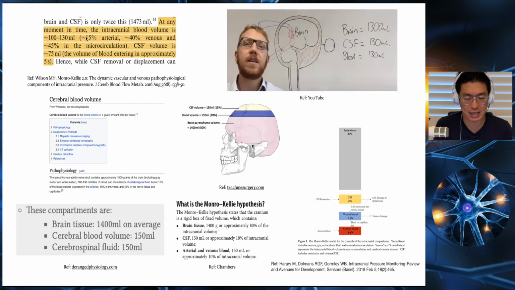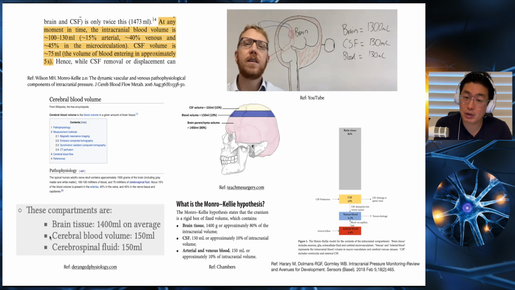The article says at any moment in time, the intracranial blood volume is 100 to 130 mils. So that's almost double of what we said, and the CSF volume is 75 mils, which is what we agreed on. And this article here from Wilson in the Journal of Cerebral Blood Flow and Metabolism was actually referenced on Wikipedia. So on Wikipedia, if you look up cerebral blood volume, it will have exactly the same components as it does in this article here.